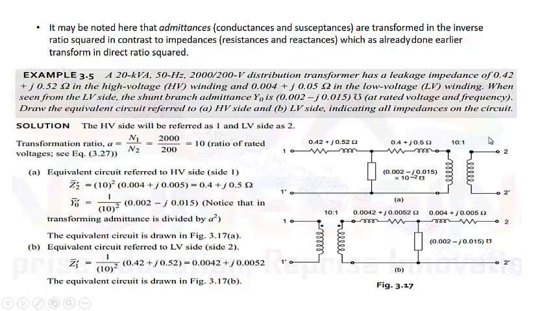You need not show this ideal 10:1 transformer. Similarly, we can transform these to the secondary side. We show the transformer on this side, and then we transform the values to the secondary side. The low voltage values were already calculated on the low voltage side, so we don't have to change them. It will be 0.004 as given in the question, and 0.005 j. The high voltage values have to be divided by 100, that is 0.0042 and 0.0052, and the shunt branch will remain as it is in the question. So this is the equivalent circuit of the transformer referred to the secondary side.